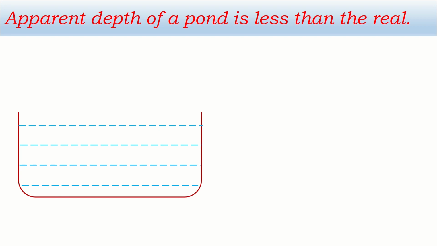Let's say this is a pond and there is an object at the bottom of the pond which is denoted by S. And to make its image, at least we have to draw two rays of light from the object which moves from water to air. One of the rays is taken at this angle and it is traveling from water to the air. That's why it bends away from the normal according to the law of refraction.